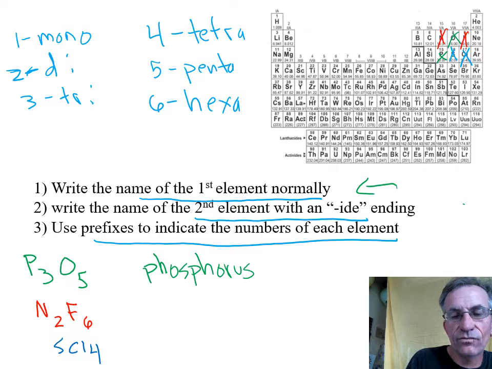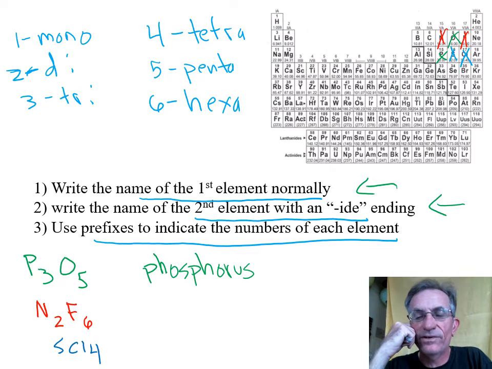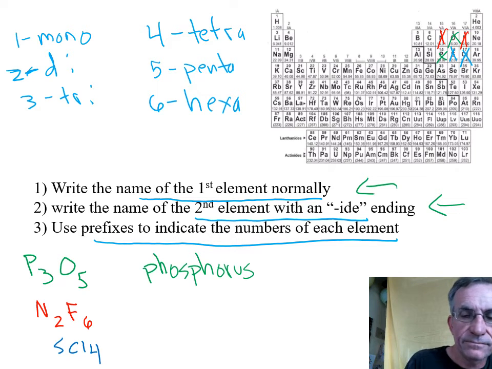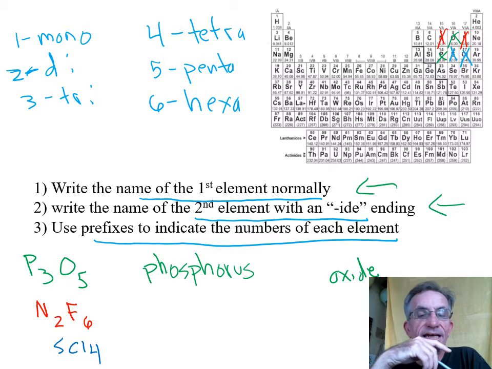Then it says write the name of the second element with an "ide" ending. So the second element I see there is O. Do not write oxygen. It's not oxygen. It's going to end in "ide." Oxide. That's what we need to use, oxide. And then you use prefixes to tell me the amount of each.